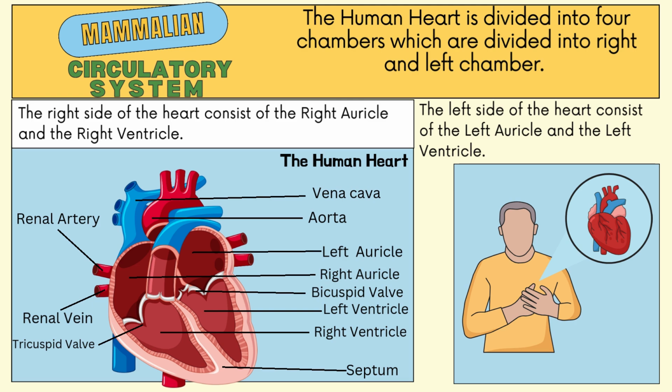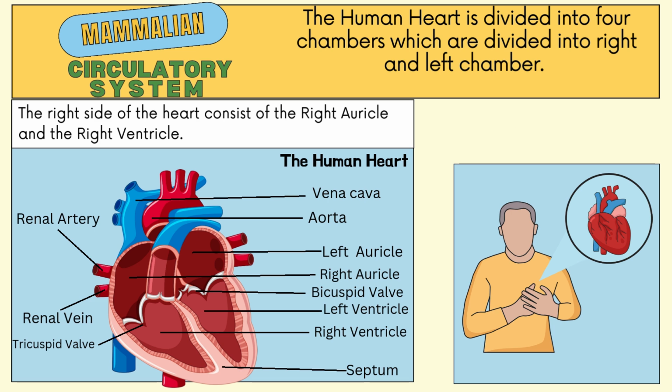In between the left side and the right side of the heart, there is a division called the septum. The septum is a thick wall of muscles which separates the left and the right side of the heart to ensure that oxygen-rich and oxygen-poor blood don't mix together.